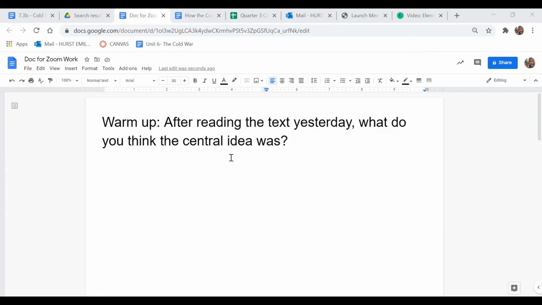So just to get started as a warm-up, I want you to take some time to consider what you think the central idea was. Keep in mind that a central idea is the topic and what you learned about the topic. Pause me while you come up with the central idea and press play when you're ready to continue.